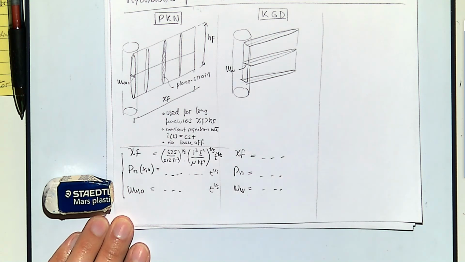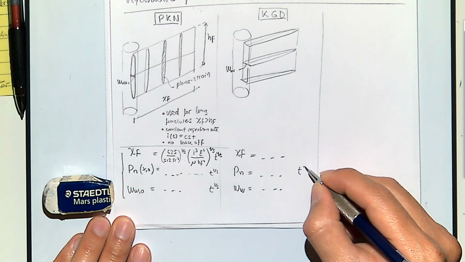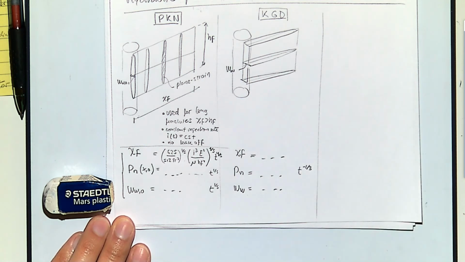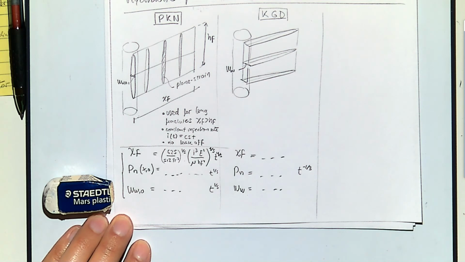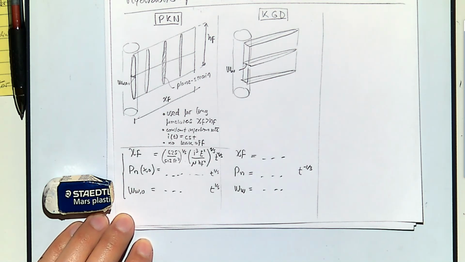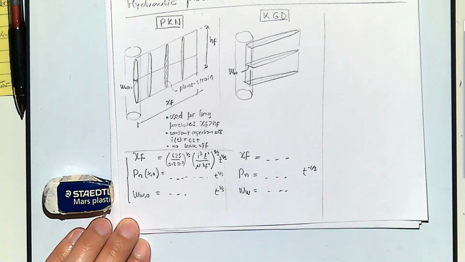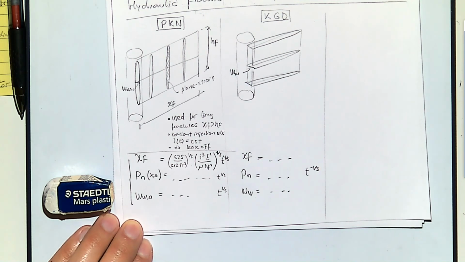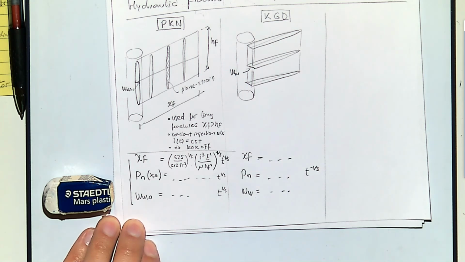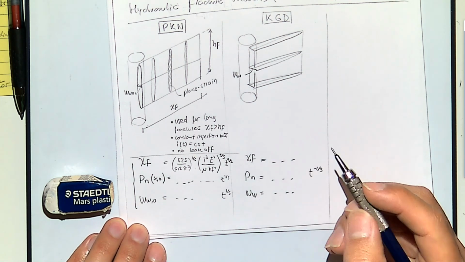Something very particular about this model is that it predicts that net pressure decreases with time. And that's something that doesn't really happen in the field except at the beginning when the fracture starts to propagate. But it doesn't happen in long fractures. Usually in long fractures, the pressure will stay more or less constant or it will increase. That's an important limitation of this model.